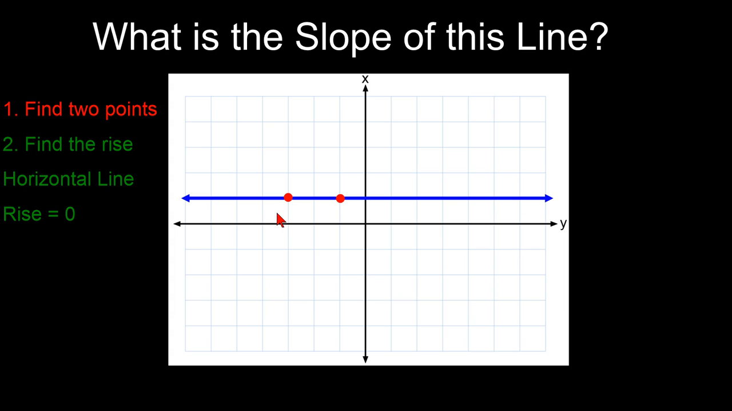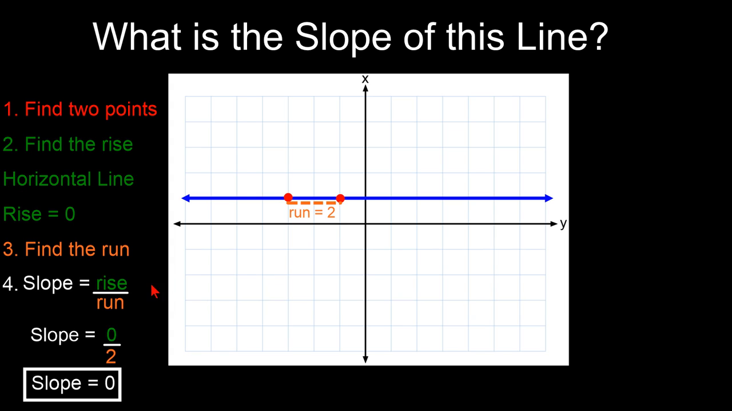Then let's look at our next step, which would be to find the run. And for these 2 points, it goes 1, 2 to the right, so our run is 2. Then we use our formula, rise over run. We had the rise was 0, and the run was 2. So 0 divided by 2, and 0 divided by 2 is 0. So the slope of a horizontal line is going to be 0. And this goes for all horizontal lines. All horizontal lines have slope 0.